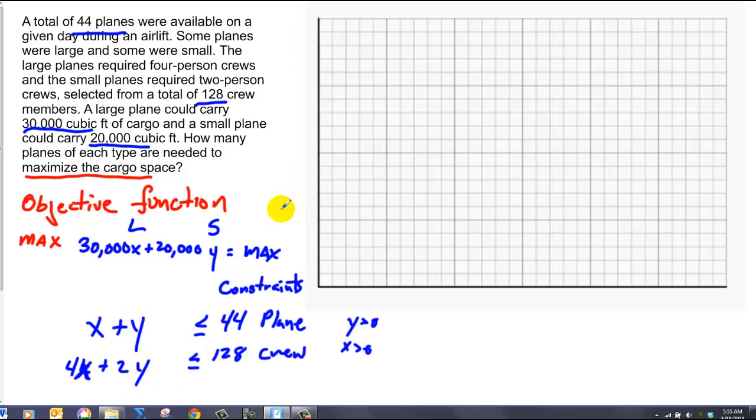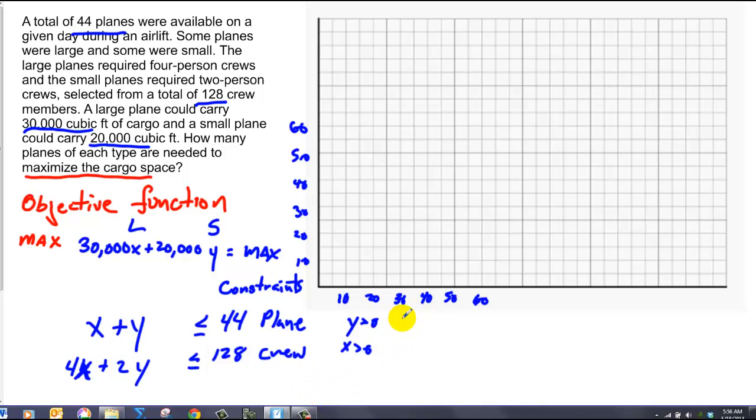Next, I'll go ahead and label my axes and graph. I'll call each of these 10, 20, 30, 40, 50, 60. Likewise here, 10, 20, 30, 40, 50, 60. And then I'll go ahead and use intercepts to graph these functions.